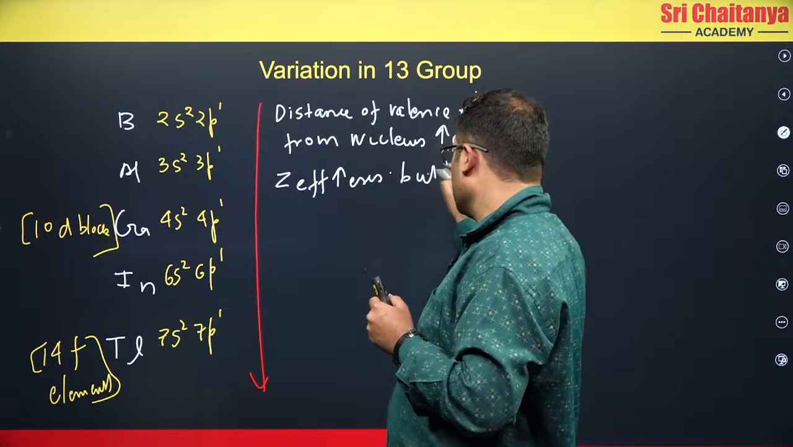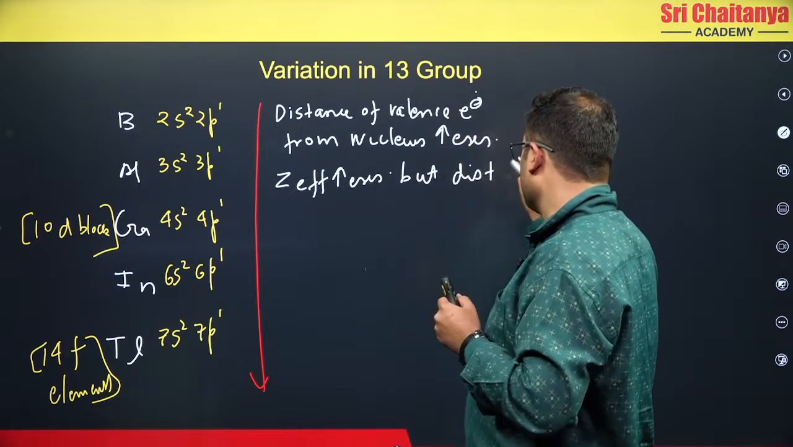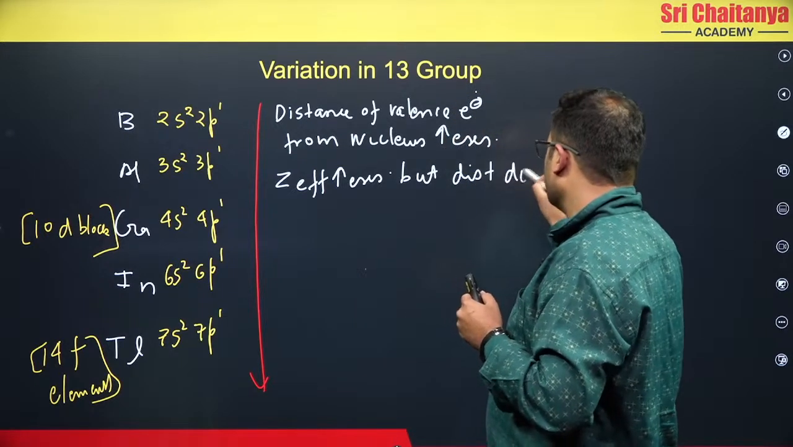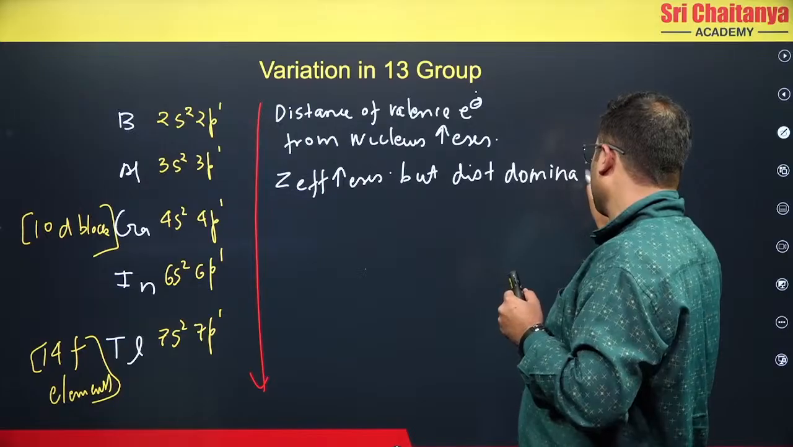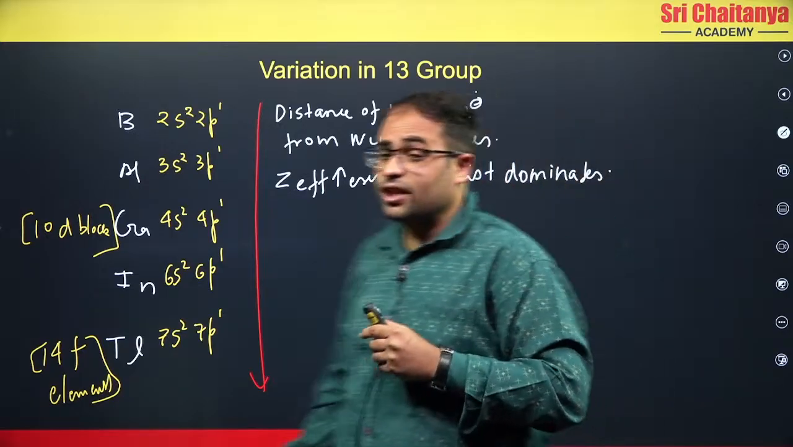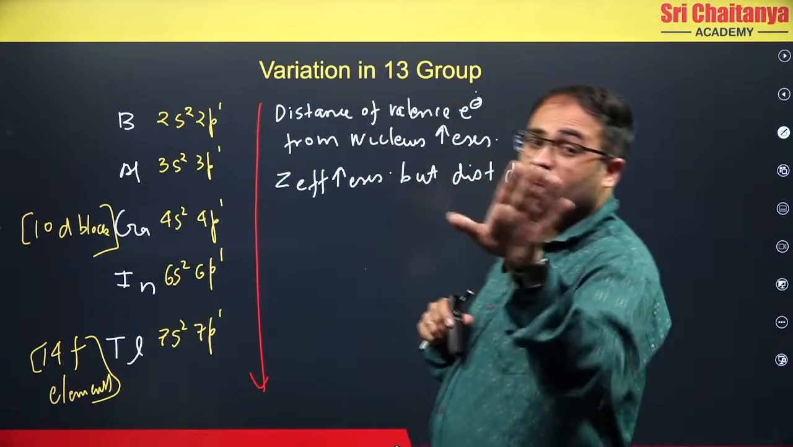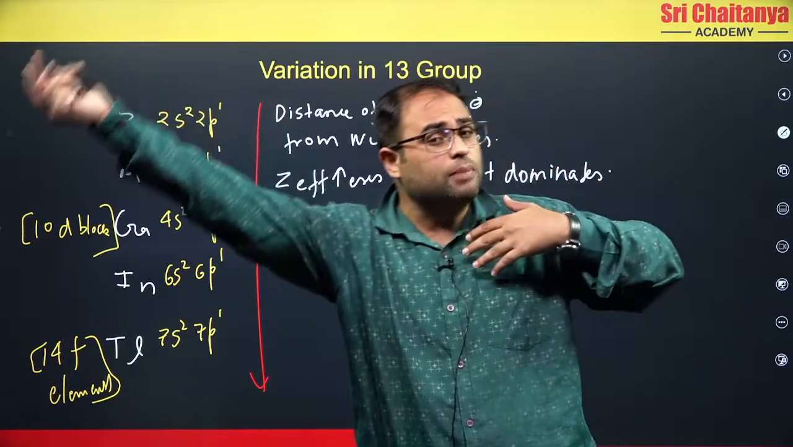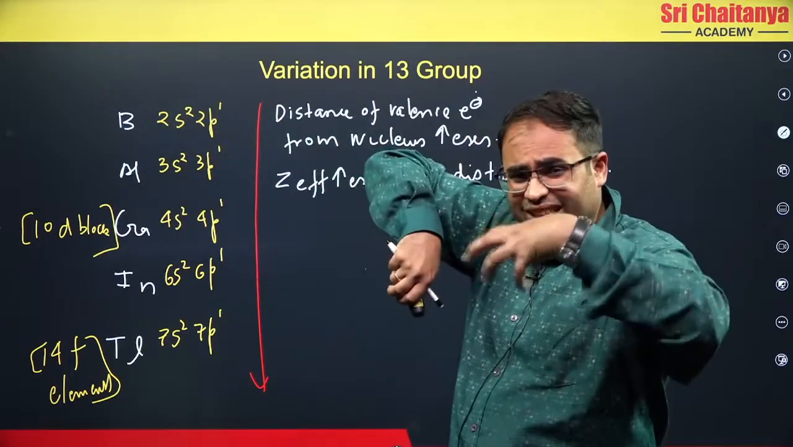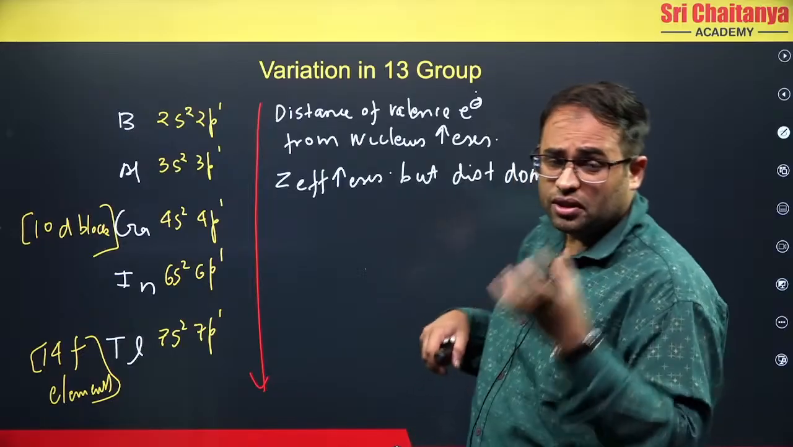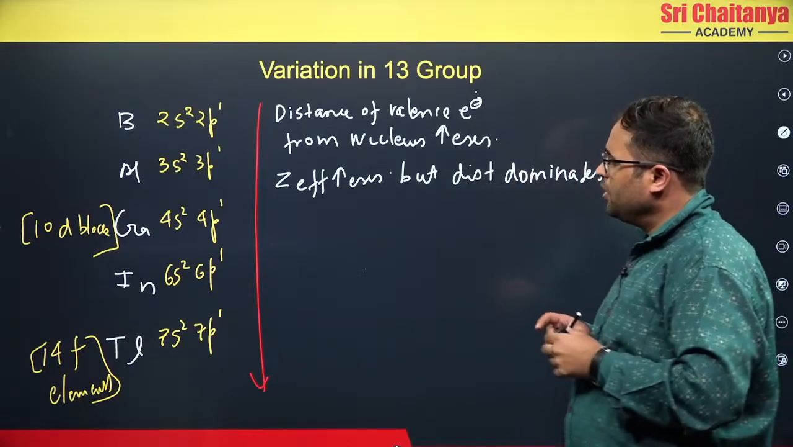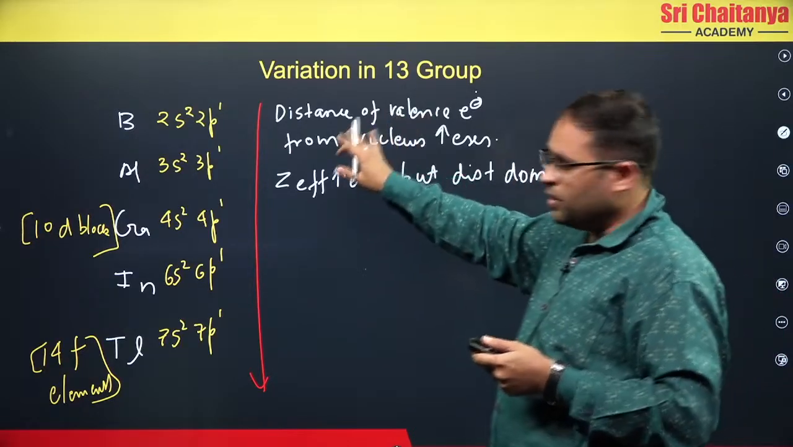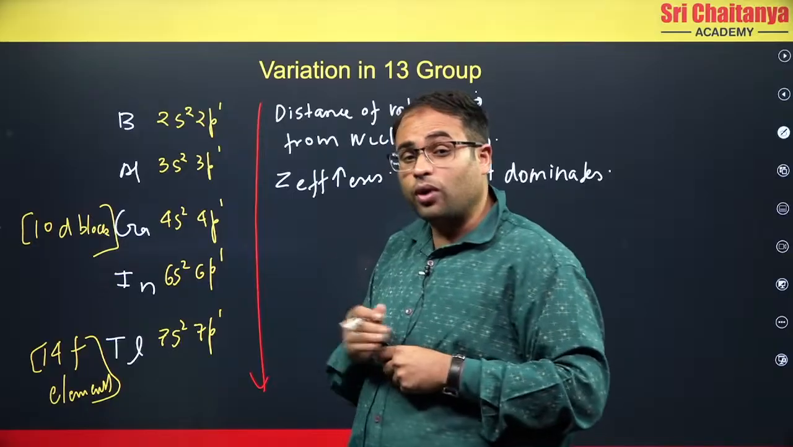but distance dominates. Distance is the dominating factor. Yes, atomic number is increasing, number of protons are increasing, but the distance increases by so much large amount that this increase becomes insignificant, the nuclear charge increase. So distance dominates. Now as distance increases, what is happening?